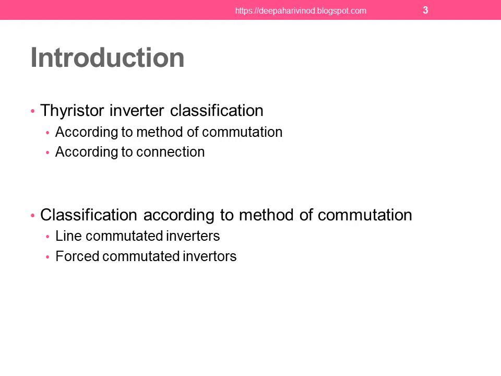Now some of the classifications: according to method of commutation and according to method of connection. According to the method of commutation, it is classified as line commutated inverters and forced commutated inverters.